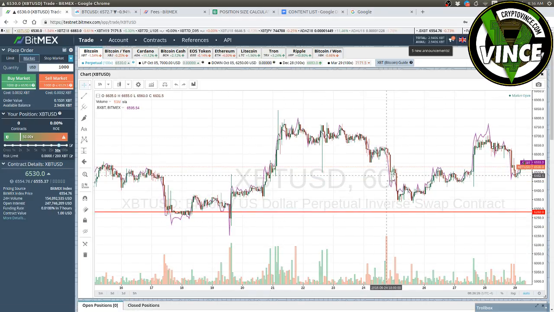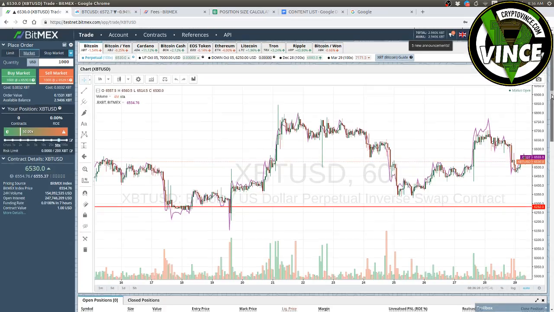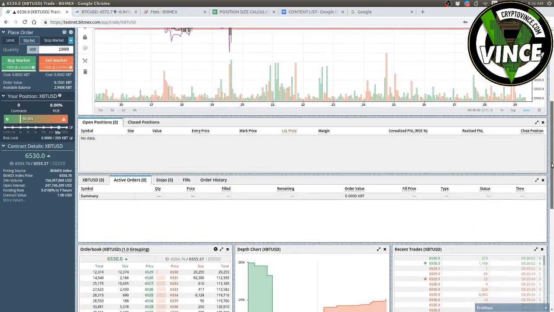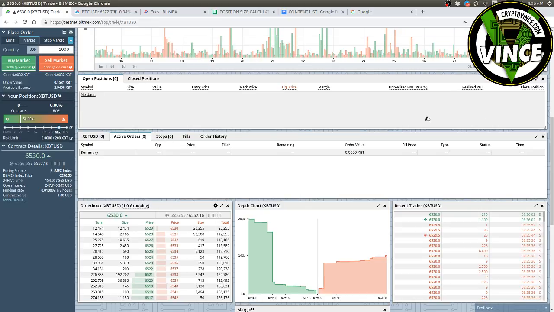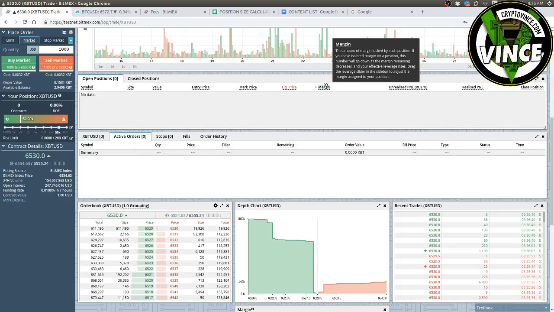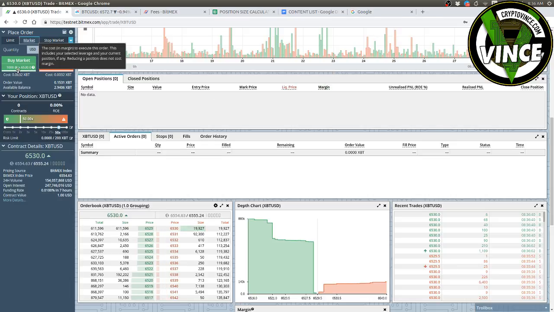Then we have the chart, of course. And then when we drop down, there are other tools that are going to be very important for your position. When you open a position, it will go inside this box where you have the entry price, the market price, liquidation, and how much margin you use. The margin is the amount of margin locked by each position, so it's pretty much the cost that you're paying for your position.